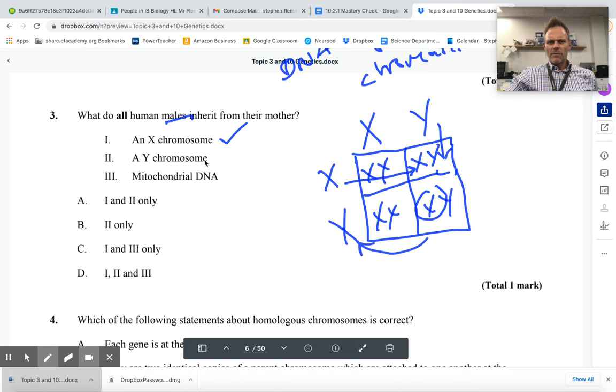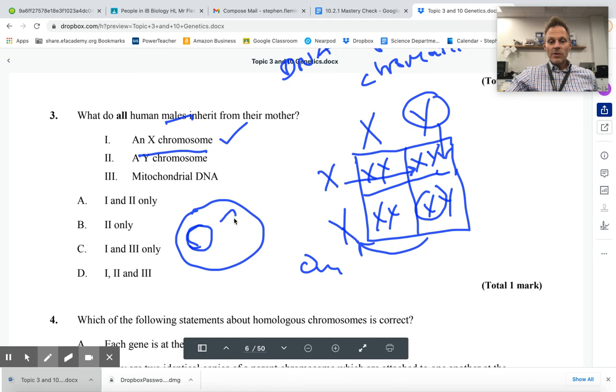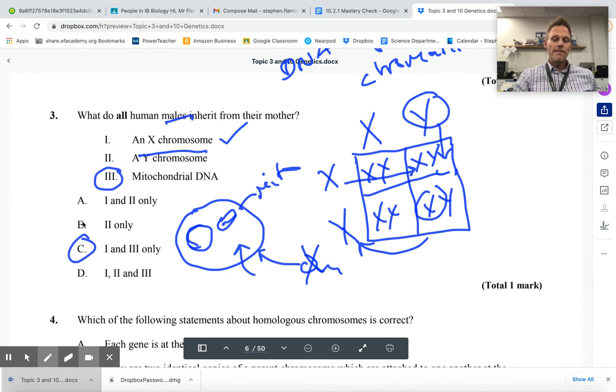But what about the other stuff? And we know it's not Y chromosome because that comes from the dad. But mitochondrial DNA, what's going on there? So if we look at an egg and a sperm, in the egg, she has a nucleus with the chromosomes in them. But it's an egg, it's a cell, so there's also mitochondria in here. So there's our mitochondria. And the sperm, when it comes to the egg, the only thing it delivers inside is the chromosomes. It doesn't deliver any of the structural units. So that is also correct. So mitochondrial DNA and the X chromosome, so the correct answer there is C.